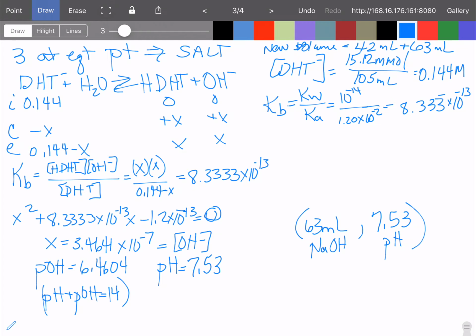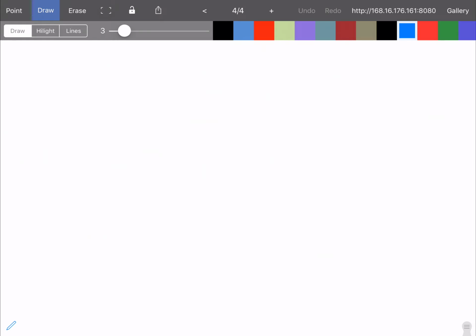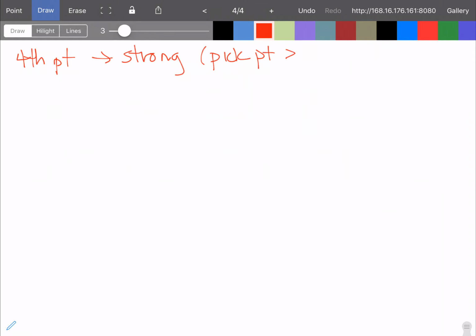Okay, that's the 3 points. The 4th point is relatively simple. So the 4th point is basically a strong base. Now, there are 2 ways to do this. You can pick a point greater than 20 mils past the equivalence point, or you can keep it simple.